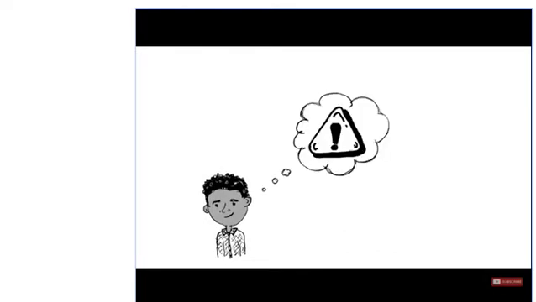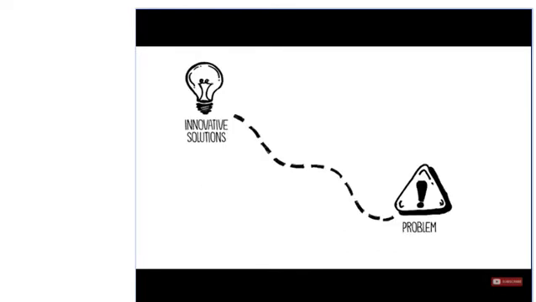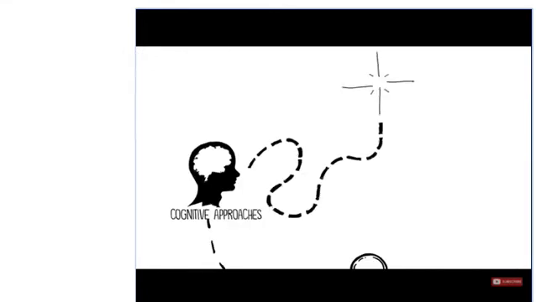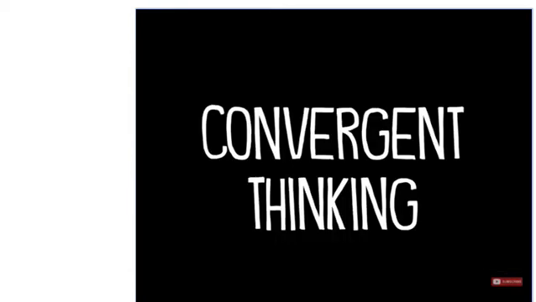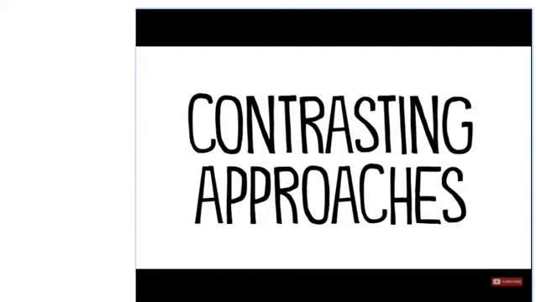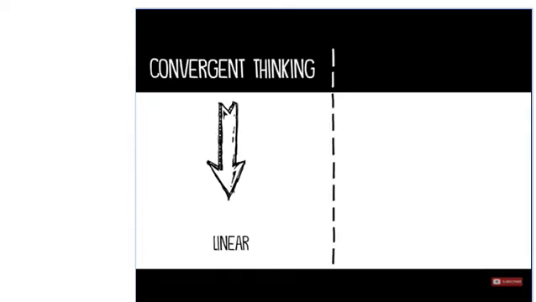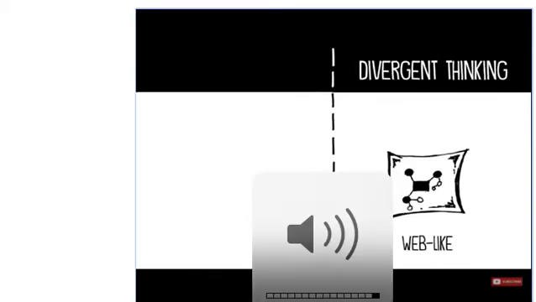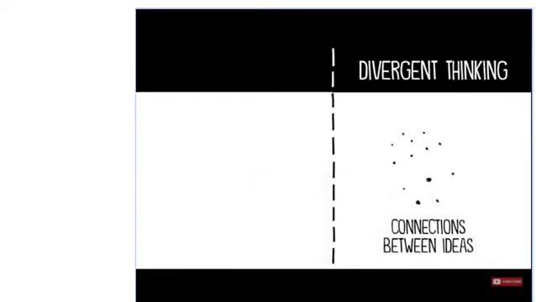Imagine you have a problem that you need to solve, and you're looking for innovative solutions. In this moment, there's a good chance you'll choose one of two cognitive approaches. In 1956, the psychologist J.P. Guilford coined the terms convergent thinking and divergent thinking to describe these two contrasting approaches. Convergent thinking is linear and systematic, while divergent thinking is more web-like, focusing on the connections between ideas.